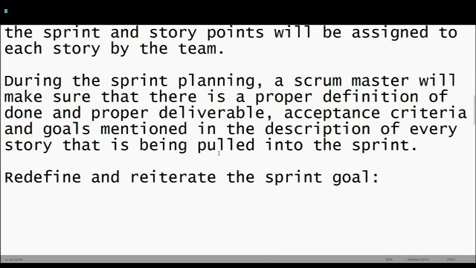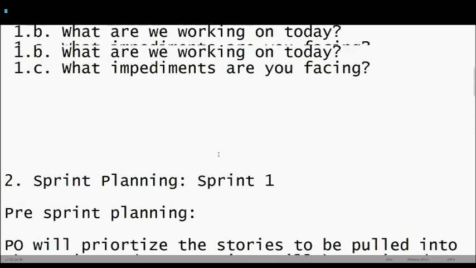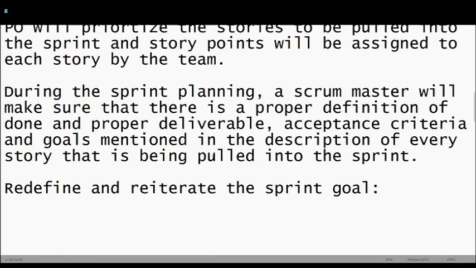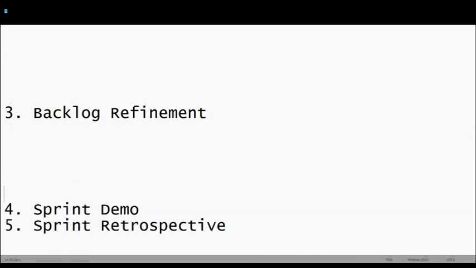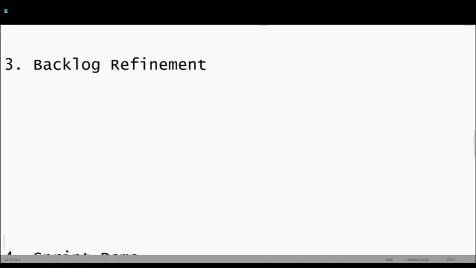Now, this is what a Scrum Master does during a daily stand-up and a sprint planning. Now, moving on to the third ceremony, which is backlog refinement. What does a Scrum Master do during backlog refinement? Now, backlog refinement is generally done, in some teams, twice a week, while in some teams, once a week. So it really just depends.